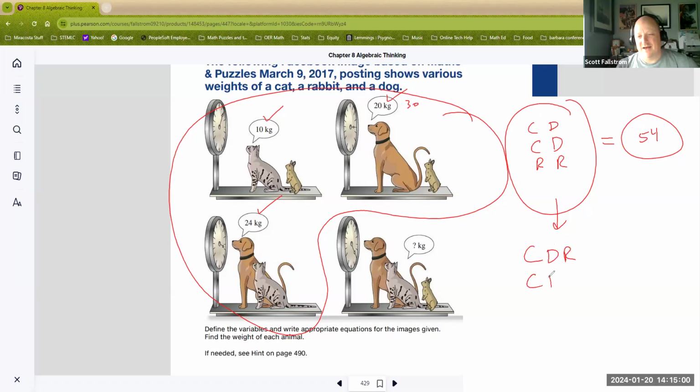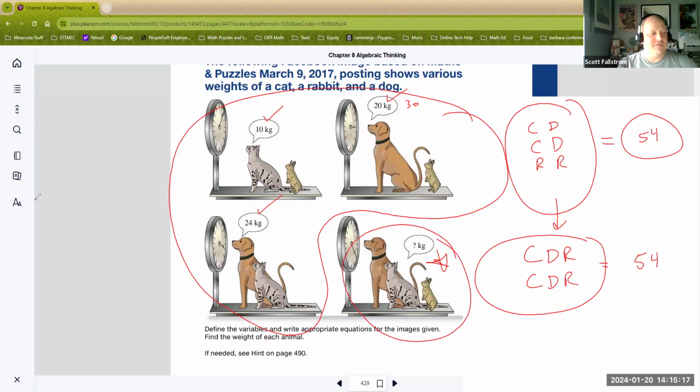And you have another cat, a dog, and a rabbit. And together, they all get you to 54. What are you trying to find here? Actually, in this problem, you don't care how much each individual animal weighs. You're trying to find how much all 3 of them together weigh.